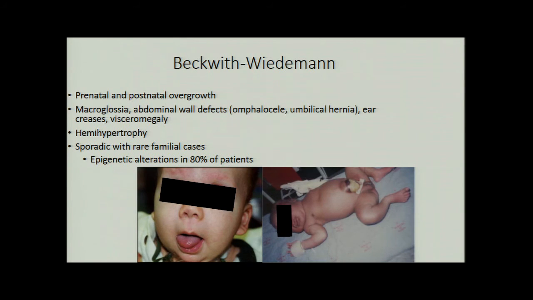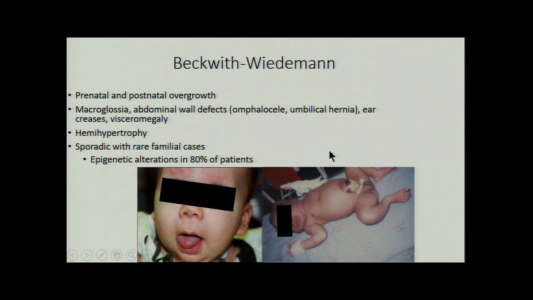What is Beckwith-Wiedemann syndrome? It's a prenatal and postnatal overgrowth syndrome. So these children tend to be big before, but sometimes after birth as well. They present with very large tongues. They don't necessarily always have to, but that is one of the typical signs. They can have omphalocele or umbilical hernias at birth. They can develop specific ear creases that you can see on exam and large organs internally. They can also have hemihypertrophy, so asymmetry of different parts of the body. It can be right through the middle or specific arms or legs.